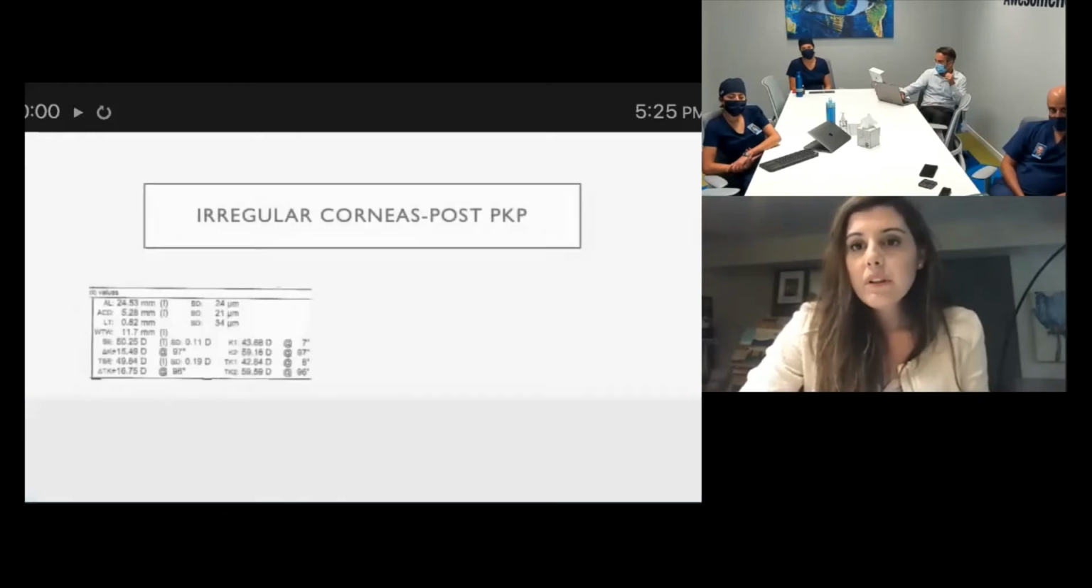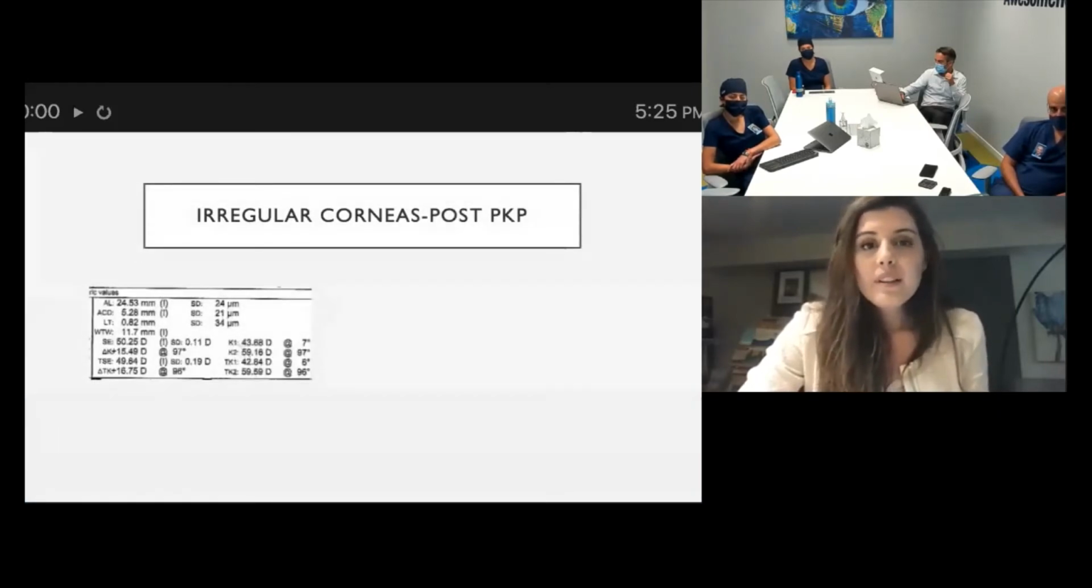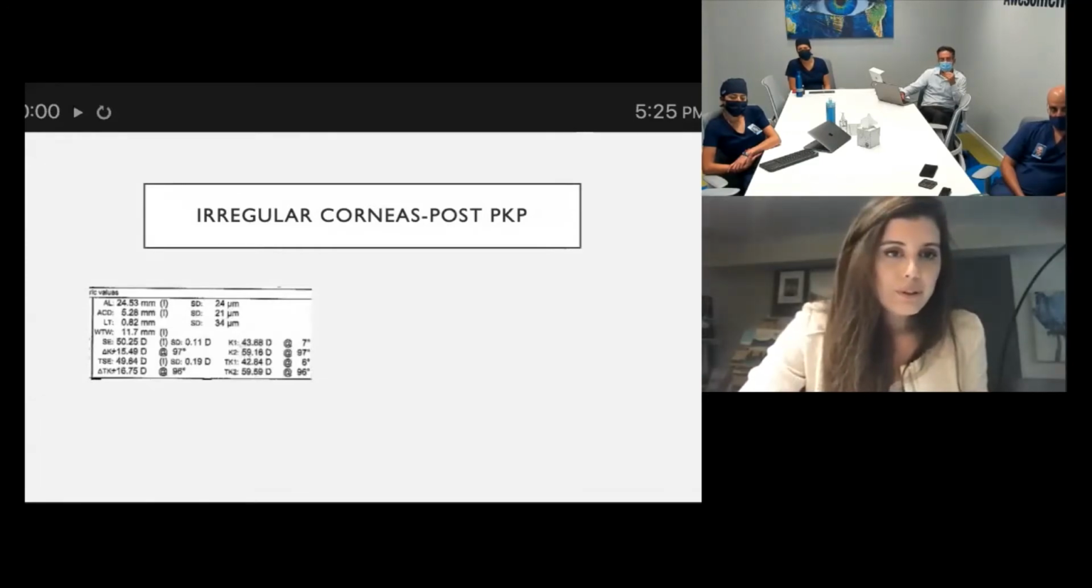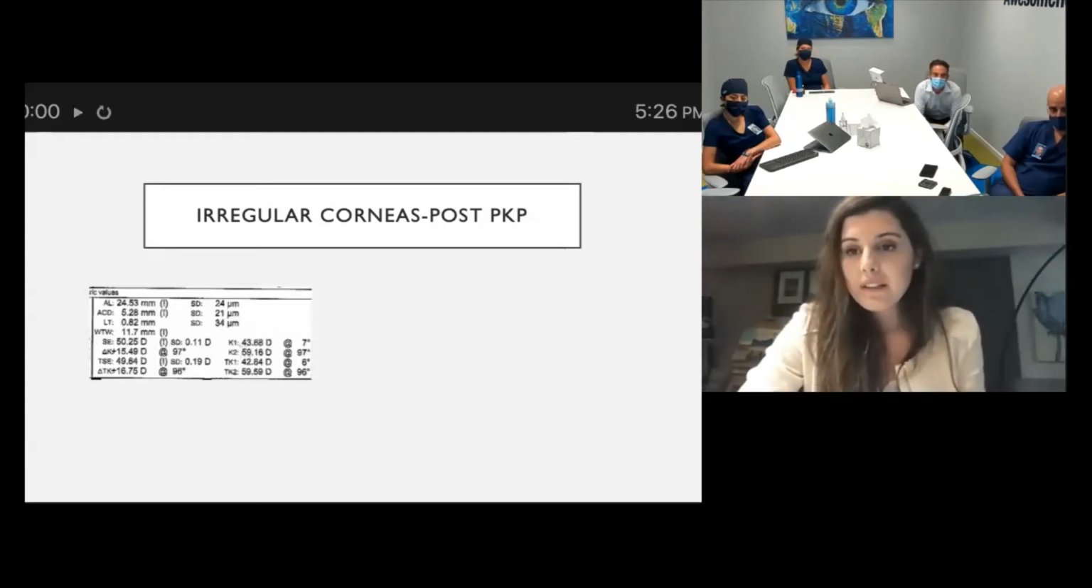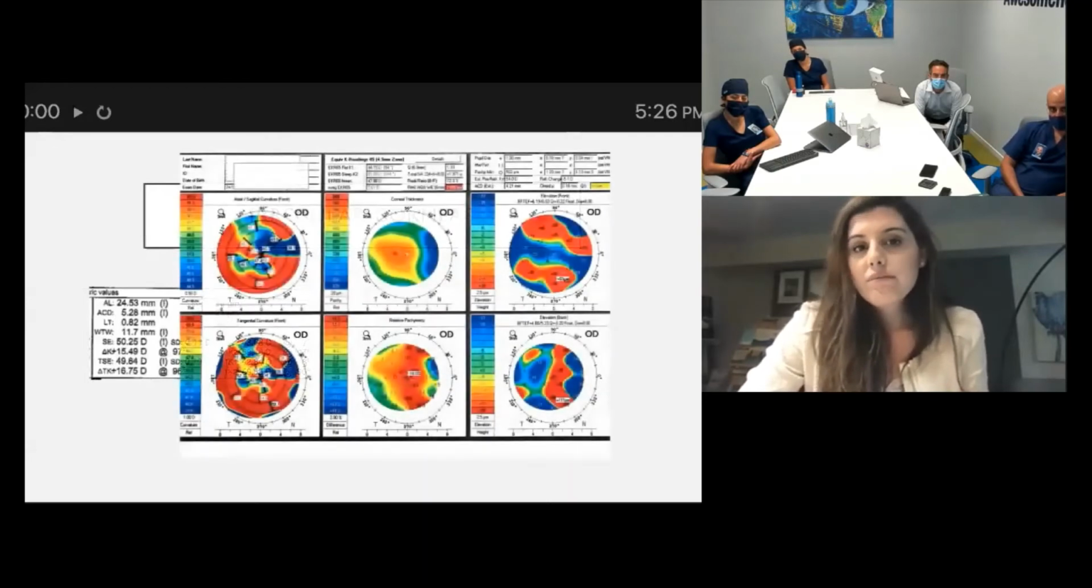Let's see some examples about irregular corneas where things are not so clear. This is a patient who has had PKP, and we actually did her surgery a few weeks ago with Dr. Begg, and she had plus 15 diopters of astigmatism on the IOLMaster. Do you go ahead and pick the lens diopter that is with that amount of astigmatism? Or do you check your topography? Of course, check your topography.